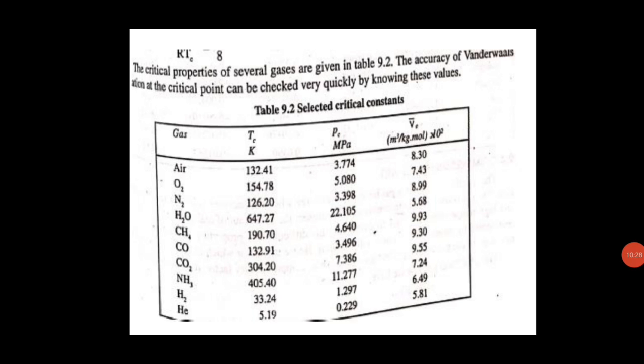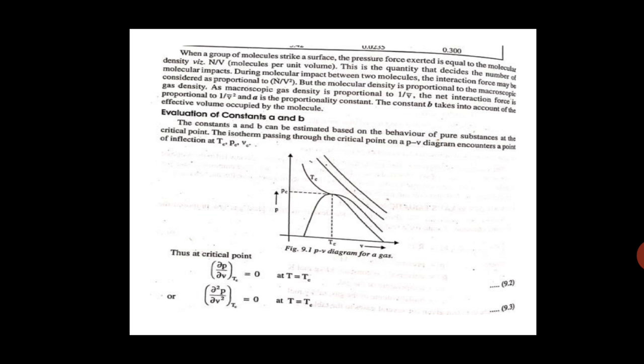You can see the critical properties of the gases are given here. Again, for the same gases, 10 gases are there, right from air to helium. Tc is the critical temperature, Pc is the critical pressure and V bar c is the critical volume. This is specific volume; the V bar means it is molar volume. So this way you can find the constants A and B in terms of critical properties.